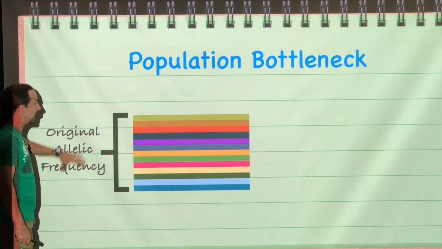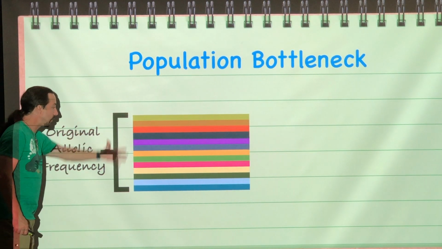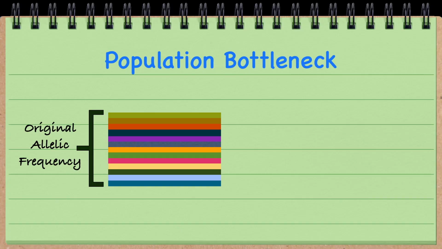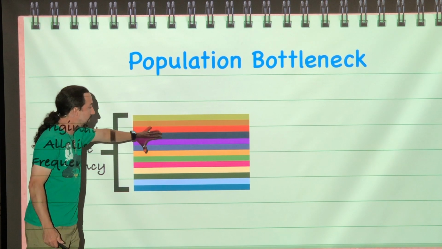If we think about it, we can look at the original allelic frequency as being like a kaleidoscope of colors, all this different variation. And in a population bottleneck, the vast majority of those die out.